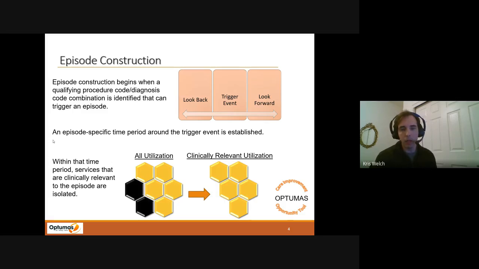Again, when we're looking at these episodes, we're really trying to focus on what's clinically relevant. So if each of those hexagons at the bottom there is a service that's performed during that episode, we're really only focused on the ones that are related from a clinical perspective to that episode. So they have diagnosis codes and procedure codes that would map to, for example, diabetes.